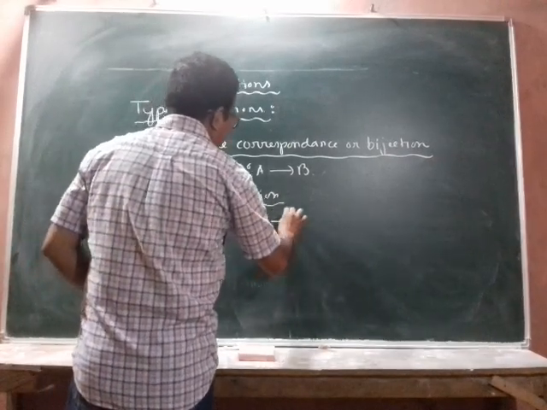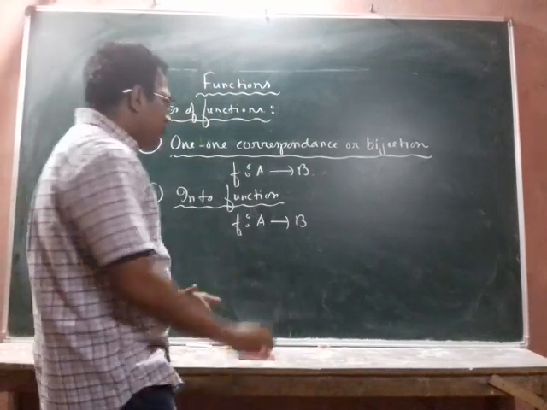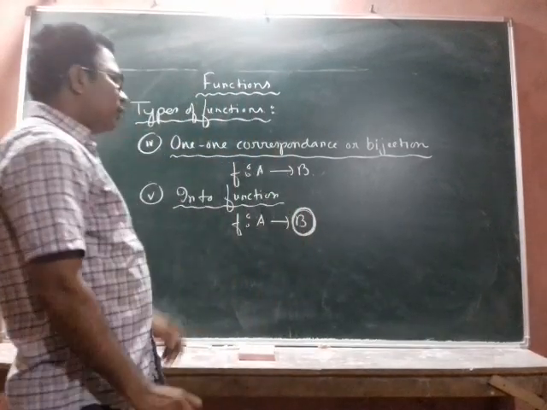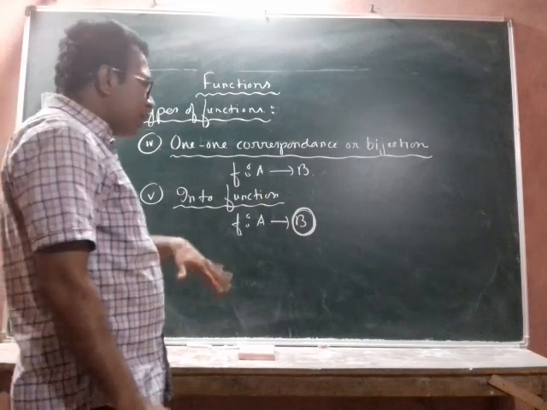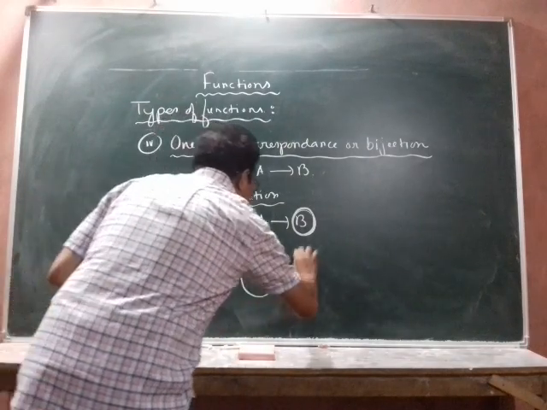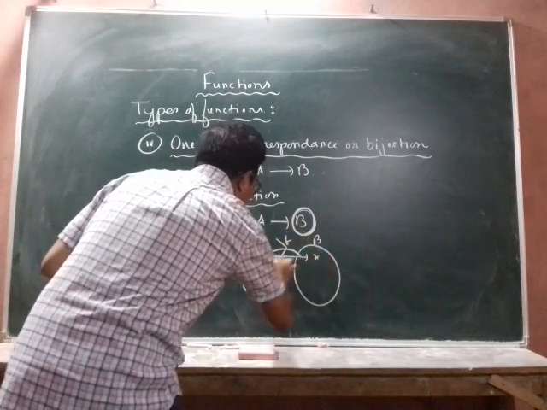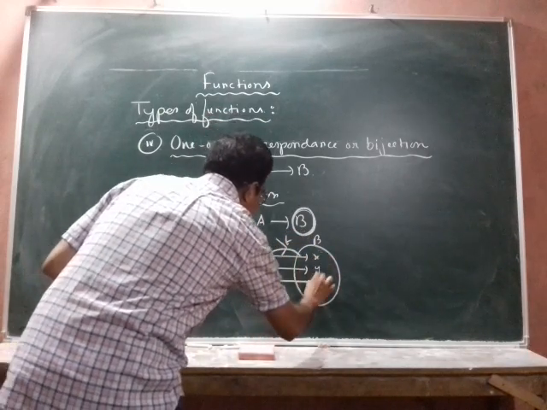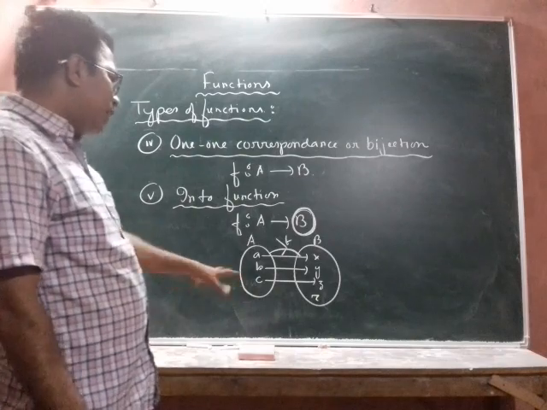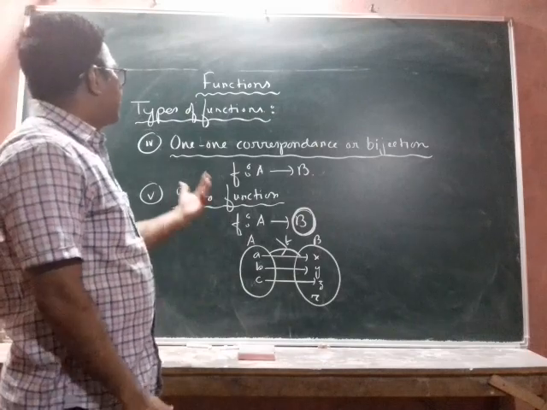Let f from A to B be a function. Then it will be called an into function if at least one element of the set B, that is the codomain, is not the image of any element of set A. That means in a Venn diagram, f maps a to x, b to y, c to z, and r is here. So r is not the image of any element of set A. In this case it is called an into function. So these are the different types of functions.